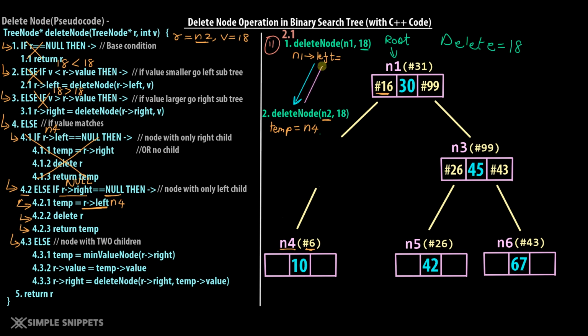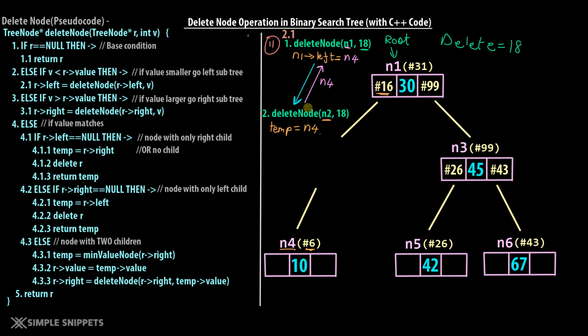So this temp which is holding the address of n4 will now be returned, and this n4 will now be assigned as n1's left. Remember, when n4 is returned from the second delete node, it will be assigned as n1's left because the first delete node operation was paused at step number 2.1. This is step number 2.1 where we said r of left. Now r inside the first delete node is n1. So n1's left is equal to this second delete node operation, and this second delete node operation has now returned with the address of n4. So n4's address will now be stored as the left address of n1.